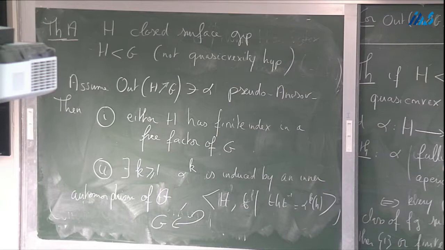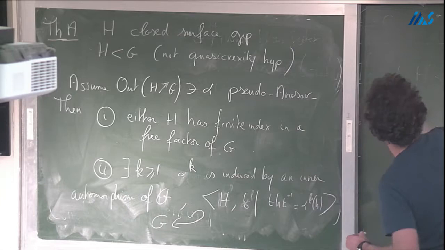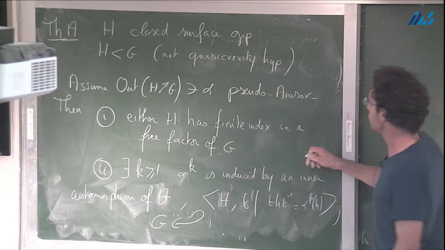G was assumed to be hyperbolic? Yes, yes. Here it's important. In those kinds of statements, we use the fact that there's no Z squared in G. Okay, so that tells you that the embedding is somehow nice. This has consequences.